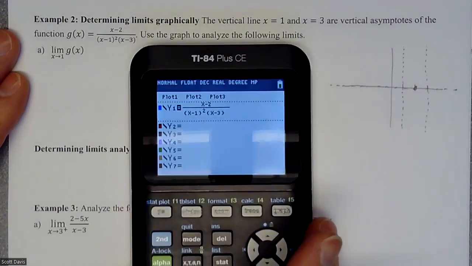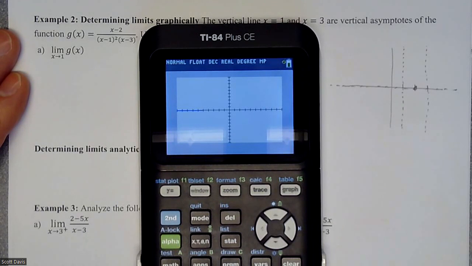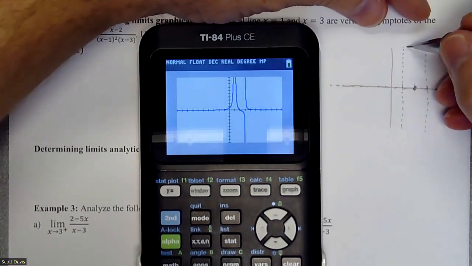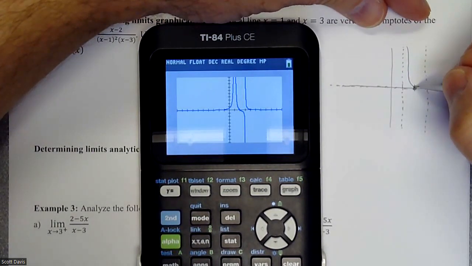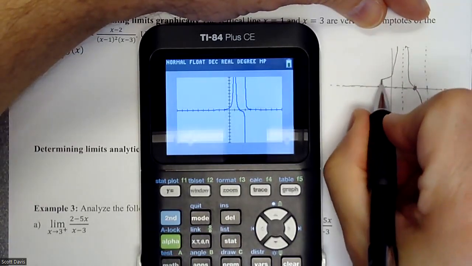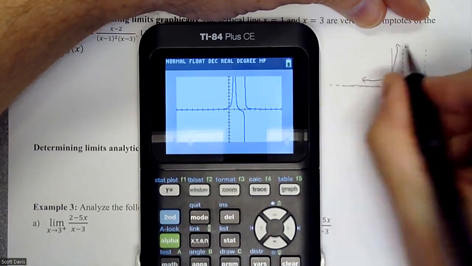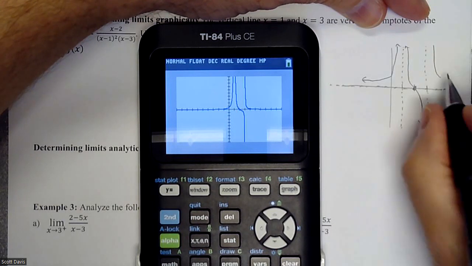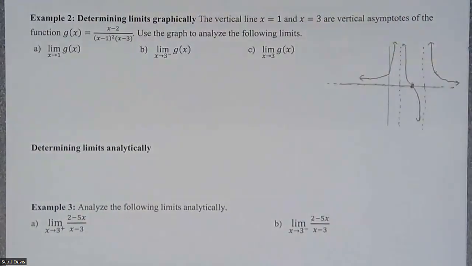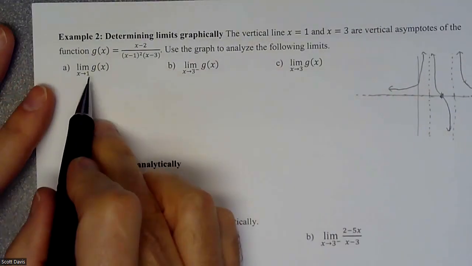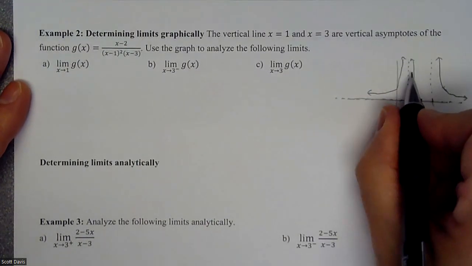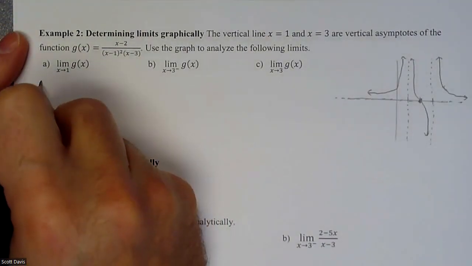All right, so let's see what that graph's going to look like. All right, so here's our x-intercept. It's coming down like that. Left side doing something like that. Right side doing something like that. Okay, so we have our visual. Let's take a look at all the pieces. So we're doing the limit as x approaches 1. So here's our 1. Are they heading in the same direction? Yes.